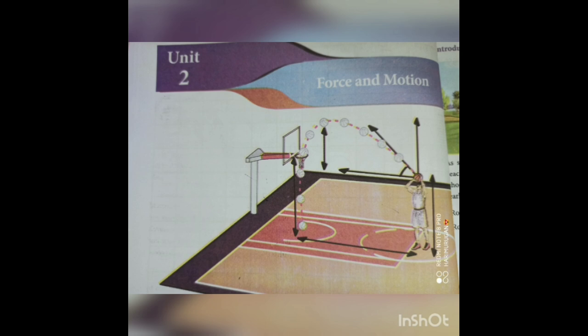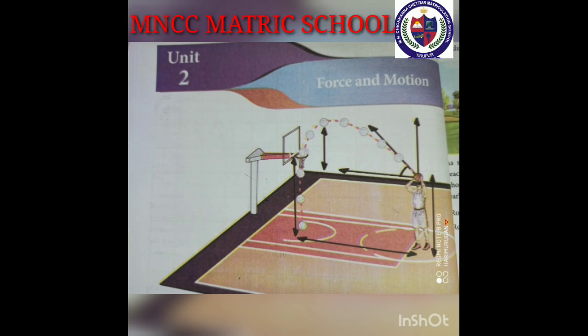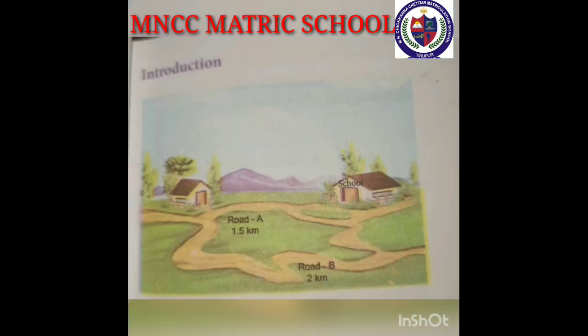Hi students, today we are going to learn the lesson Force and Motion. As shown in the above picture, Kavita can reach her school in two ways. Can you tell by choosing which path she could reach the school early?